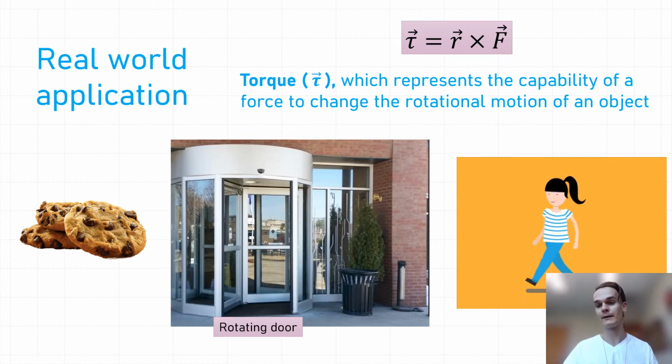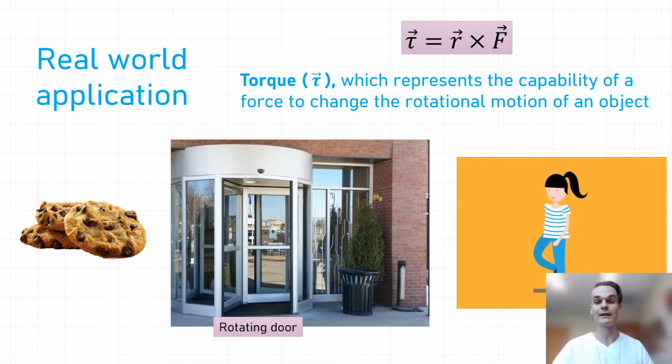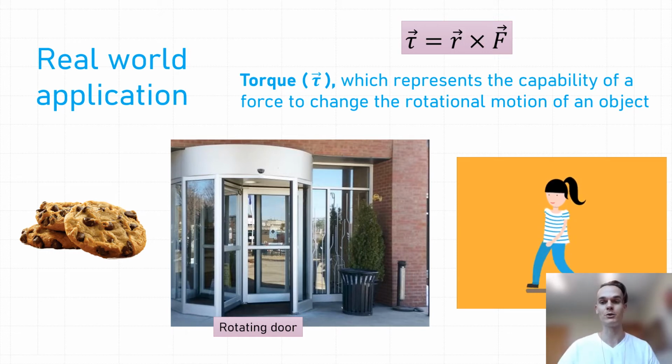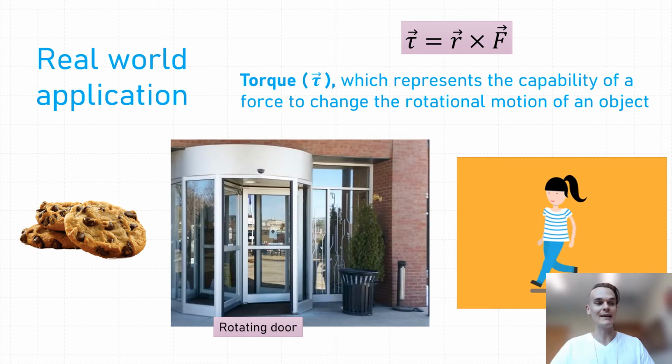And remember, torque is defined as when a force is applied to an object in such a way that that object may rotate. So the application of the cross product to torque is going to be of dire importance in this real world example in determining whether or not you get that cookie.